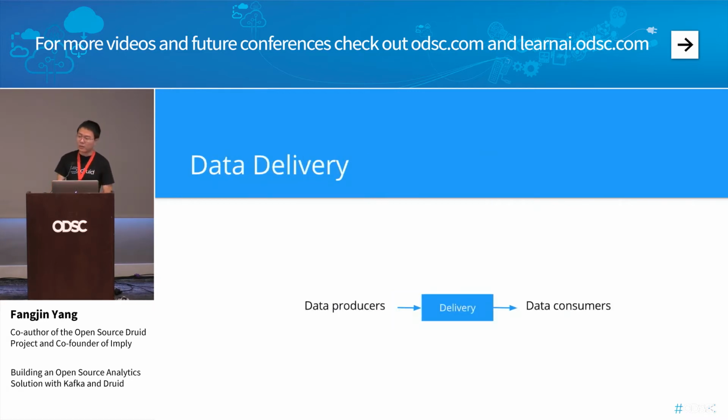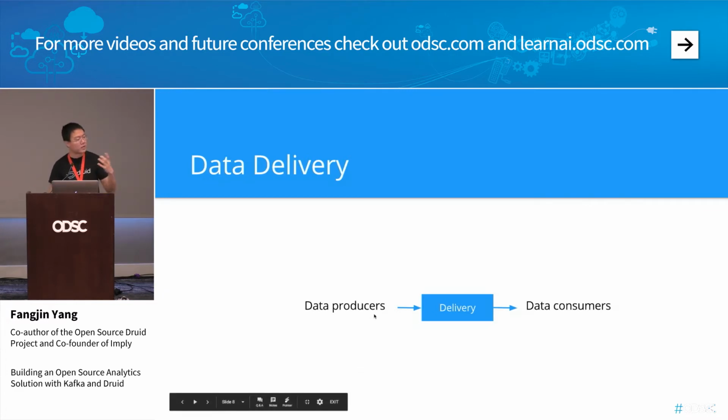So data delivery, I think data delivery is one of the core pieces of building any sort of stream-oriented analytics stack. In data delivery, the purpose of a data delivery system is basically to get data from where it's produced to some place where it's going to be consumed. So on the left-hand side, we have a set of data producers, and on the right-hand side, we have a set of data consumers.